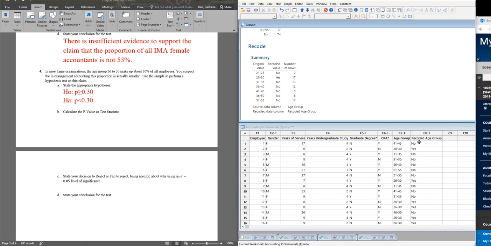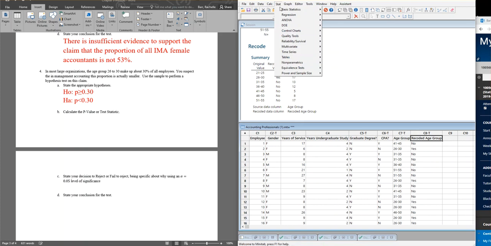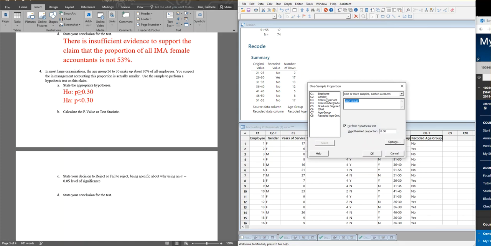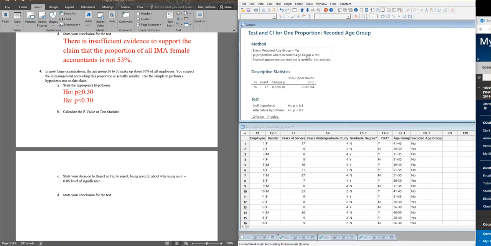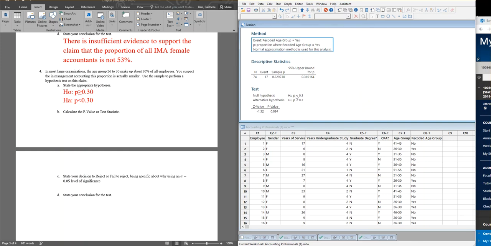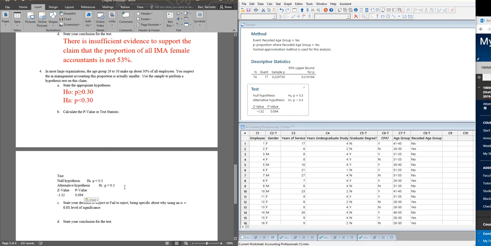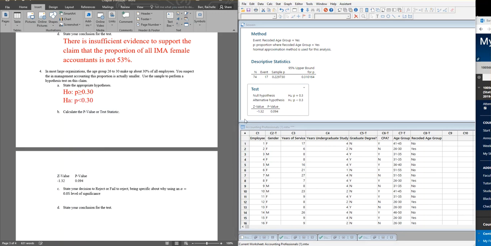Now I should be able to perform my test. Let's go back to Stat, Basic Statistics, One Proportion. Let's throw our recode in there now that we've fixed this into something you can do a proportion test on. So it's got a defined success and failure. Let's hit OK. And it is counting yes like it's supposed to, which is good. So its event that it's recording is yes. All right, and we get our P and our Z value. Those are questionable, kind of close to maybe being something. Let's find out. Let's copy and paste it over to B. Let's just keep text, because I'm tired of fixing the numbering. So there's my answers to B.